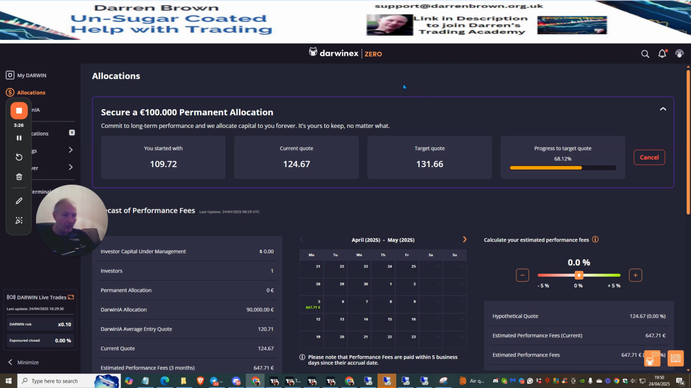UK works really, really well for this. Spain, obviously, anywhere in Europe it works really well. There are a couple of countries it won't work for. However, I do have a workaround for that, and I can put you down as a beta tester, and show you how that can be achieved using crypto as payment. What I want to show you here is that the 100k permanent allocation is at 68.12%, so it's not far away from me achieving this.